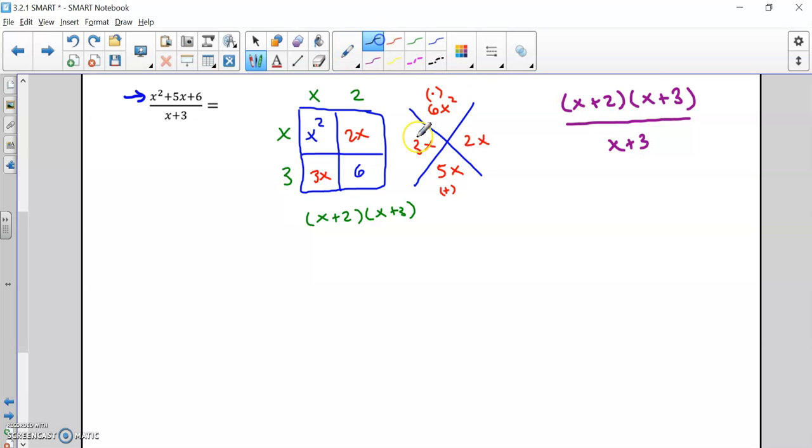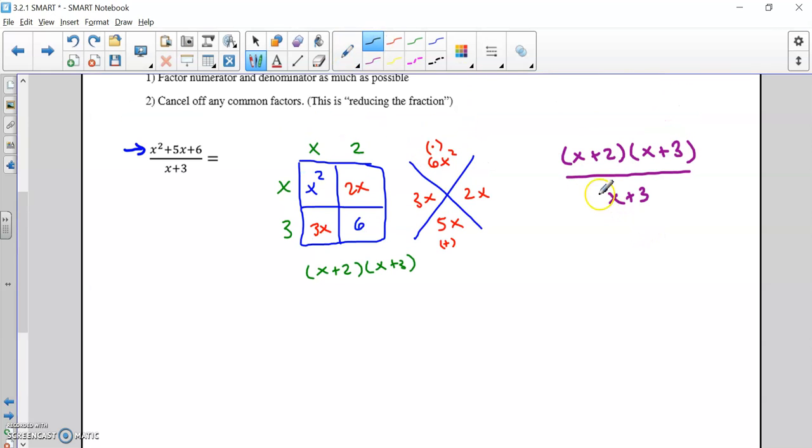So now we can take this and say, okay, well, there's an x plus 3 on the top and an x plus 3 on the bottom. So these will divide out and turn into 1. So really the simplified version of our expression is just going to be x plus 2. Okay, and now it's fully reduced.